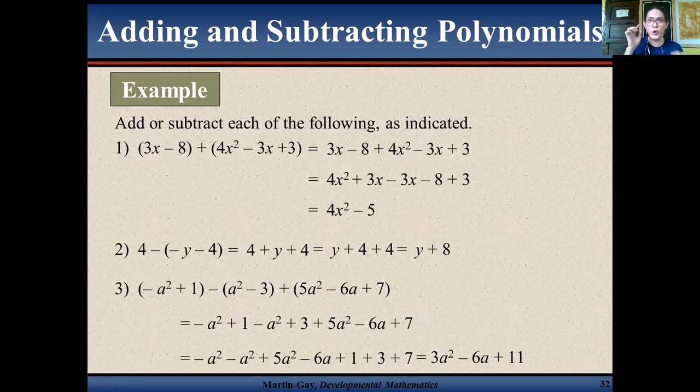Note, please, when you box your final answer, make sure that your polynomial is arranged in standard form. How to arrange it in standard form? The exponents must be in descending order. So it must be the highest exponent as your first term, just like here, 3a squared, followed by the exponent 1, so 2, 1, 0. So 3a squared minus 6a plus 11.